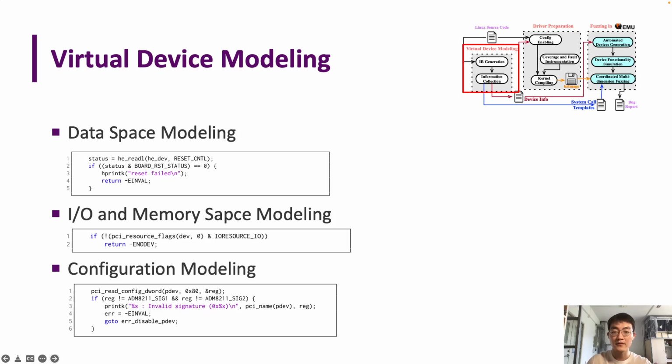PrIntFuzz models virtual devices in three dimensions. They are data space, I/O and memory space, and configuration space. For the data space, the driver will read values from the hardware registers and perform sanity checks, as shown in the figure. PrIntFuzz tries to infer the proper value that the hardware register should have based on several heuristic patterns. PrIntFuzz will solve the I/O space and the configuration space in a similar way.